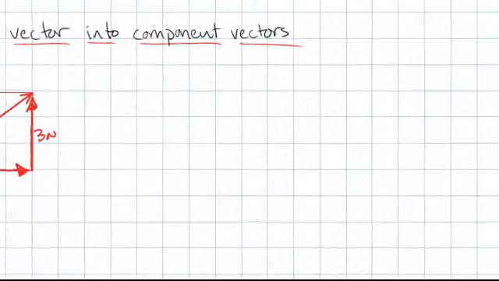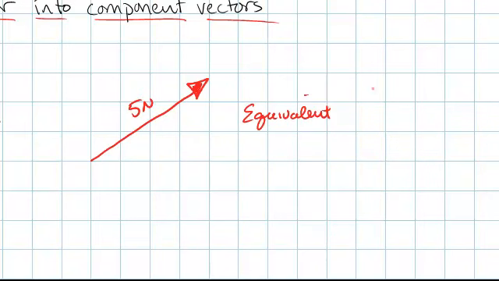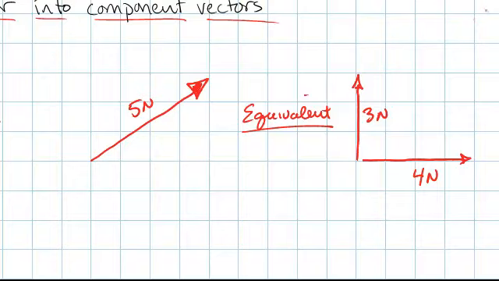I would summarize that by saying, if we have a vector that looks like 5 newtons upward drawn here, that's equivalent to having two different vectors, one which is 3 newtons up, and another which is 4 newtons over. Those two are the same thing, just written in two different ways.